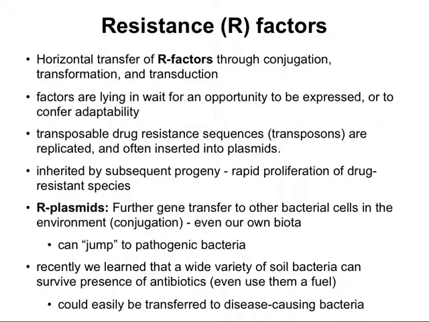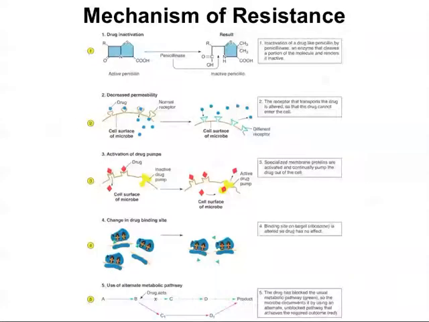Here's another scary thought. Recently, scientists have learned that a wide variety of soil bacteria can survive the presence of antibiotics, even to the extent that they'll use the antibiotics as fuel. Now, those bacteria in the soil can just as easily pass resistance factors to disease-causing bacteria. So just think about our widespread use of antibiotics and how fast we're passing resistance factors around. Here's a few of the mechanisms of action for resistance. Consider that the R factor might code for some of the proteins involved in either of these mechanisms.